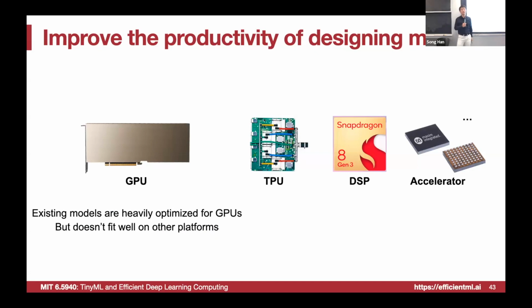And also another problem is that existing models are very heavily optimized for the GPUs, but don't fit other platforms well. There are also other hardware platforms like TPUs, the DSPs, different kinds of accelerators. And how do we improve our productivity so that we can enable a turnkey, push-the-button solution for people to easily find the best-fit neural network architecture across diverse hardware platforms.